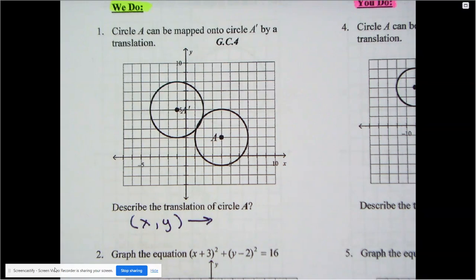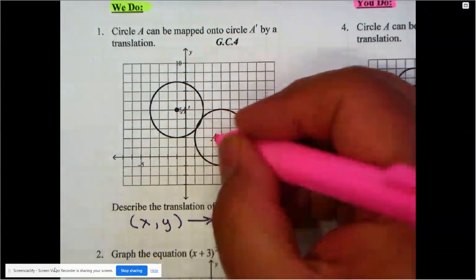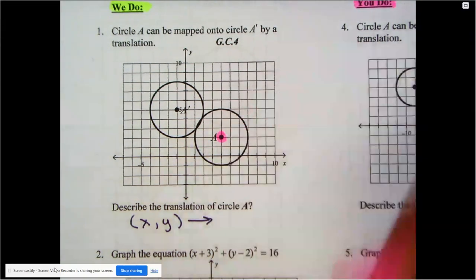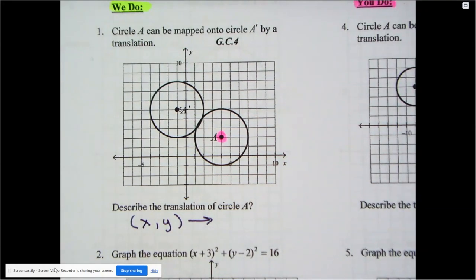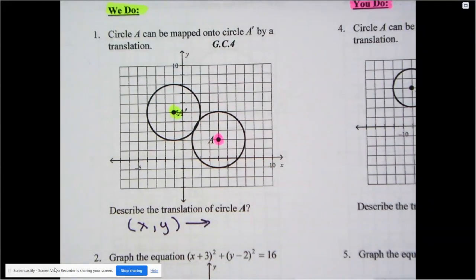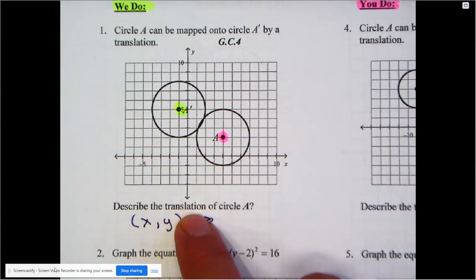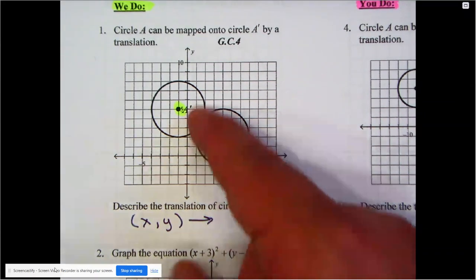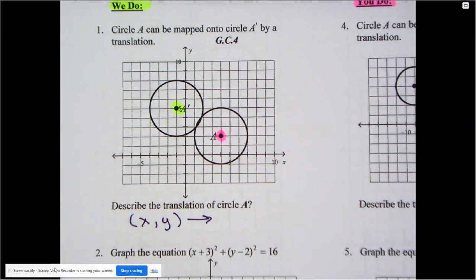But we do have to remember which one is the original circle, the pre-image, and which one is the new circle, the image. So this one right here, look at that, is the original. How do I know? Because it doesn't have a prime symbol on it. And we're going to move it here to this new one. Now notice that I've only highlighted the center. When we did transformations or translations in the past, we always cared about one point. Well, let's use the center because that's the easiest.